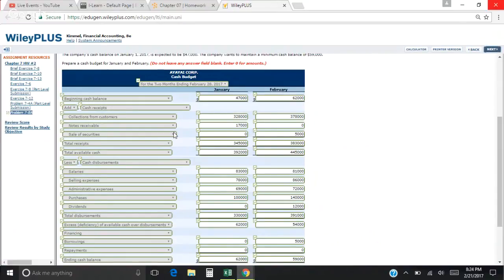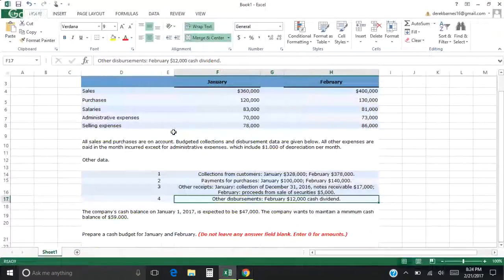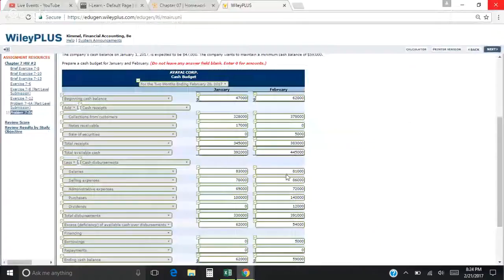The last one is over here as well in the other data, which is the proceeds from sales of securities for $5,000. And that goes there in the month of February. And I inputted that before I went through everything just because it was right there in the other data. And as I'm filling out these things here, it just makes it easier to get the information onto here.